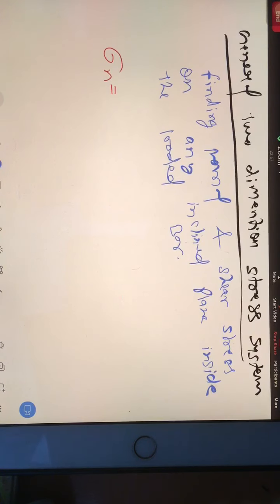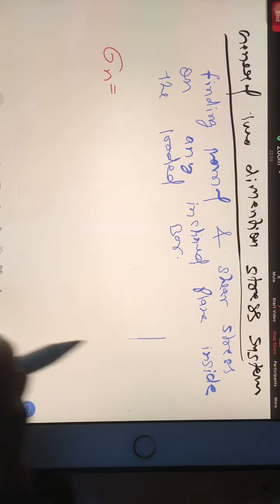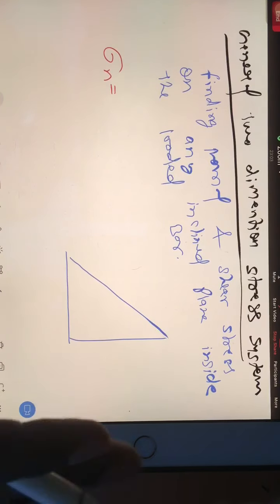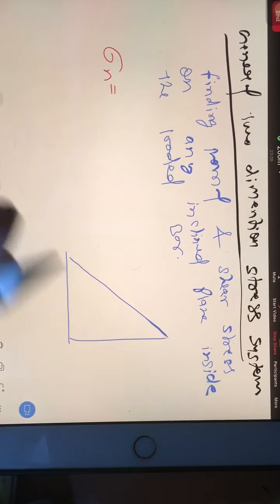Actually, I will take one diagram. For this diagram, I will explain all the concepts. Now you don't write anything. First you understand what I'm going to do, then I will give you sufficient time to write.